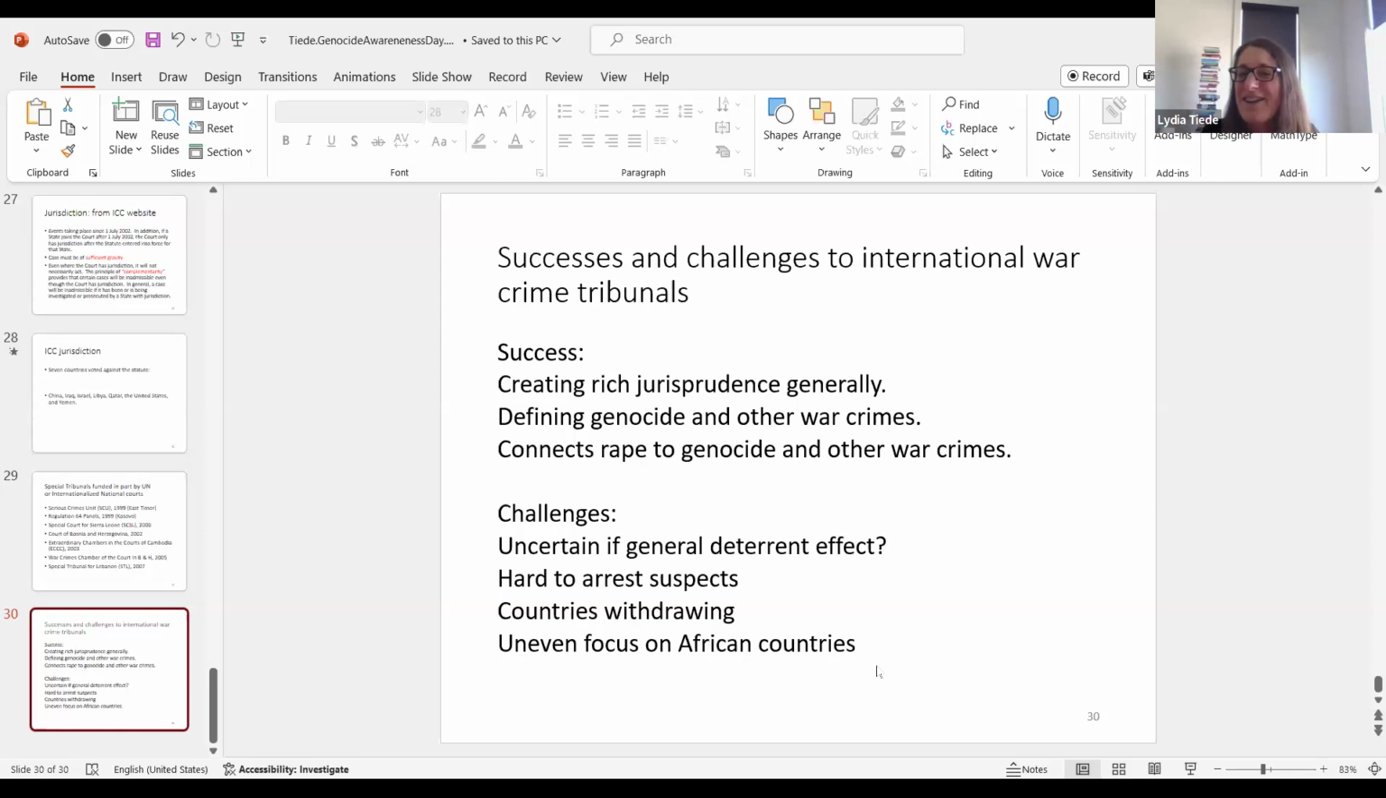Challenges, again, as I mentioned, it's uncertain if there's a general deterrent effect on other would-be human rights perpetrators. We don't know if it stops them. It's hard to arrest suspects. A lot of these individuals, some of the courts have to actually have physical control of them. They can't be tried in absentia. So sometimes it's hard to get these individuals. Some countries are now withdrawn. And in the case of the ICC, we have this sort of uneven focus on African countries. So there's been seen to be some bias.